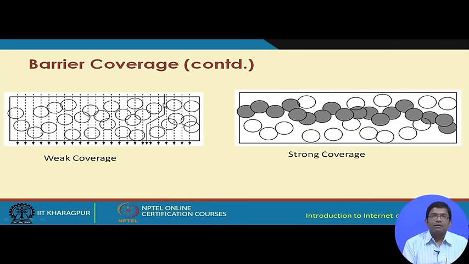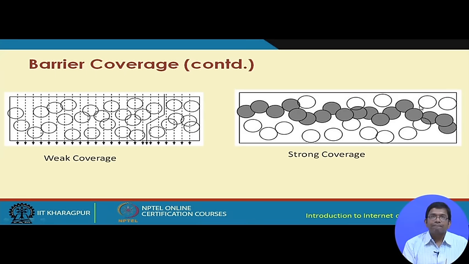The left hand figure shows the case of weak coverage, and the right hand figure shows the case of strong coverage. As we can see here, in this scenario we have weak coverage because one can find paths by which one can avoid getting sensed. On the other hand, over here there is no such path that can be found without the intruder getting detected by one of these sensor nodes.